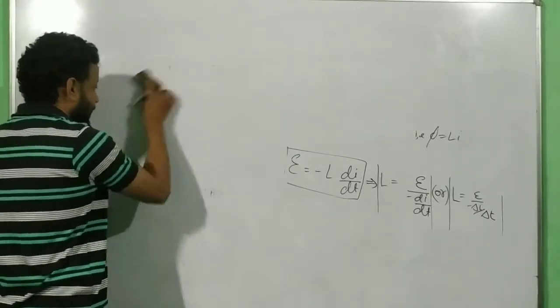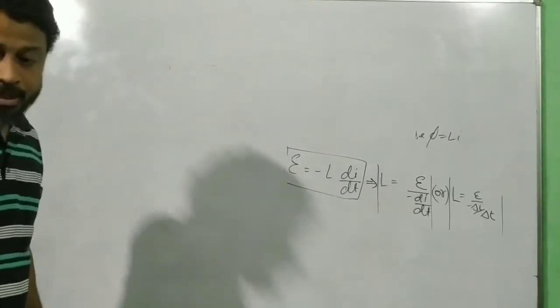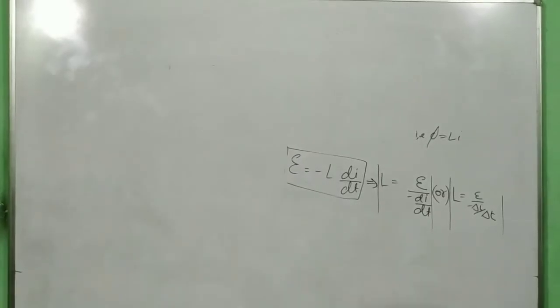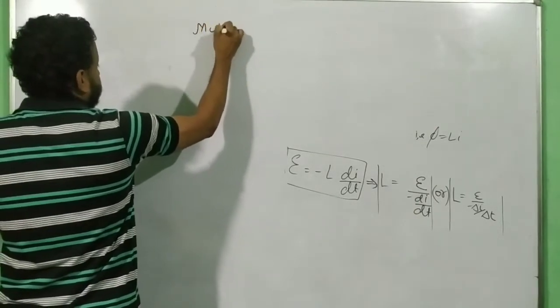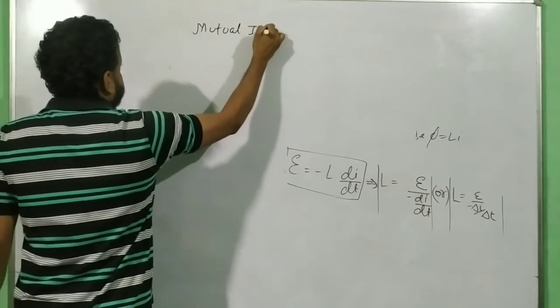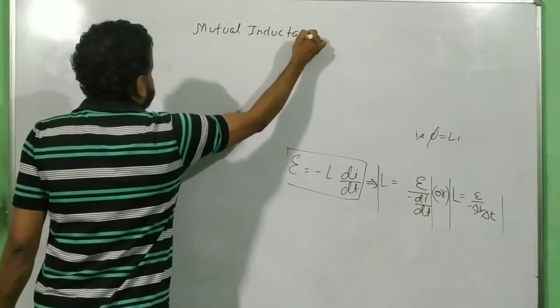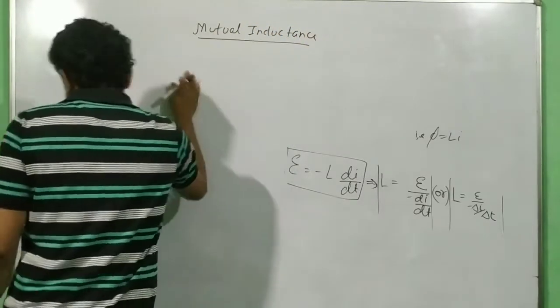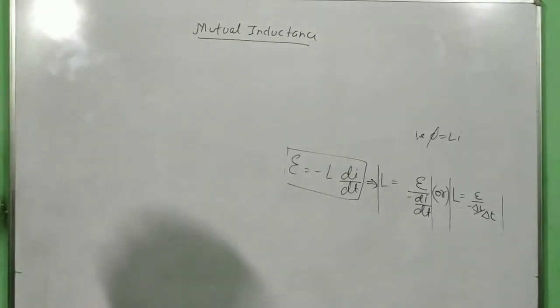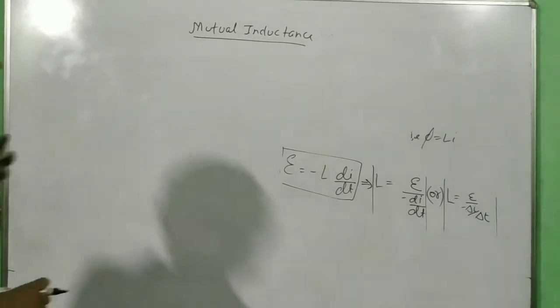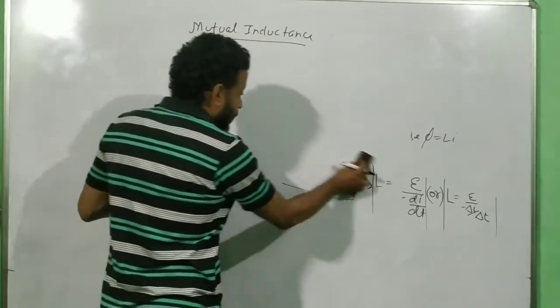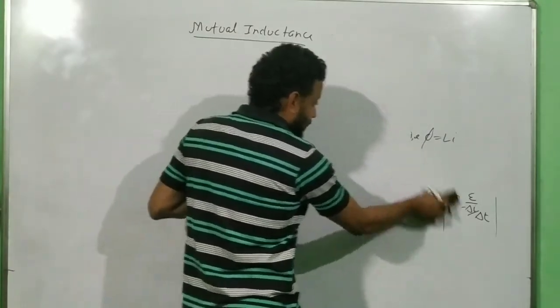The second thing which we need to know is called mutual inductance. What exactly is mutual inductance? In mutual inductance, how many coils are we going to use? We are going to use 2 coils, and we are going to take these 2 coils in such a way that they are coaxial. So how do we do this coaxial arrangement?